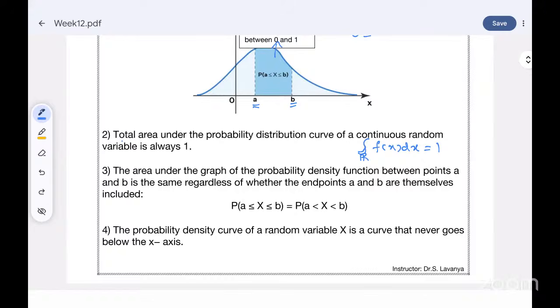So in this case, whether you include the endpoints or not, the probability is not going to change. And the probability density curve of a random variable x is a curve that never goes below the x-axis. Why can it not go below the x-axis? Is it because the probability cannot be negative? Yes. So these are the 4 important properties of a probability density function.